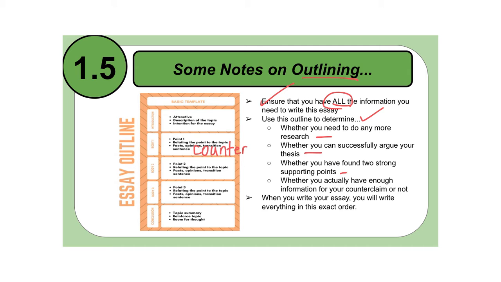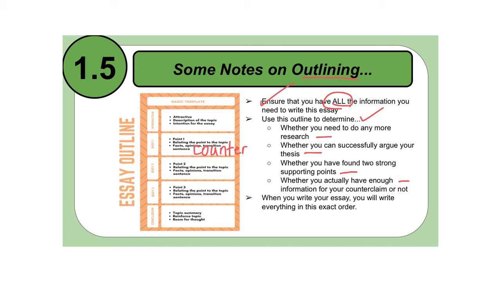It's also going to help you determine whether you found two strong supporting points, because perhaps your thesis needs to be reworked, or your arguments are not going to be congruent, so you have to find another supporting point, because this one clearly isn't going to work for you. And the outline can also tell us whether you actually have enough information for your counterpoint or not. So on the flip side of the same coin, this outline tells us whether you have enough information for that.